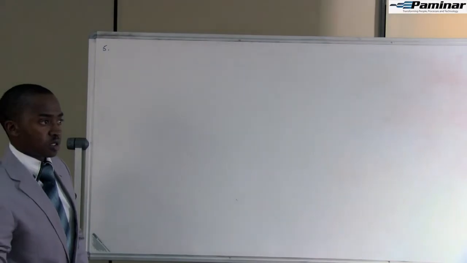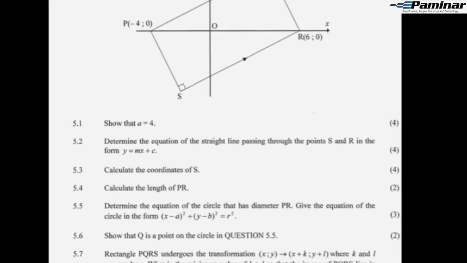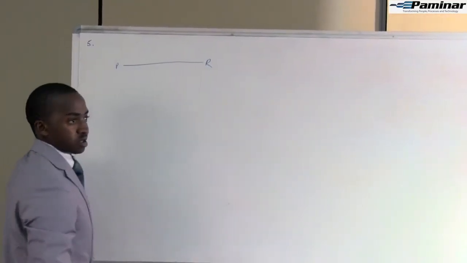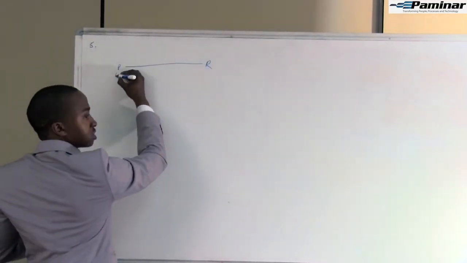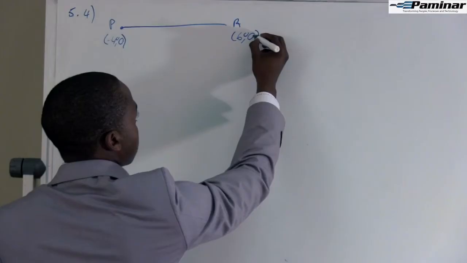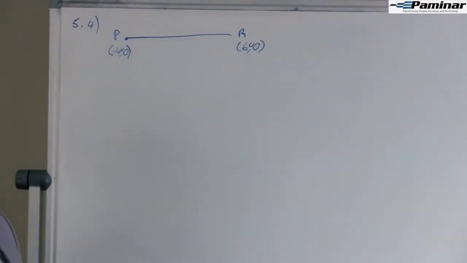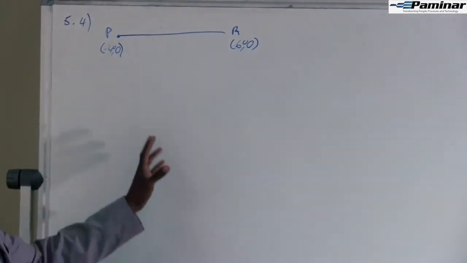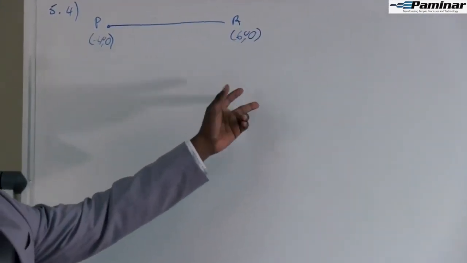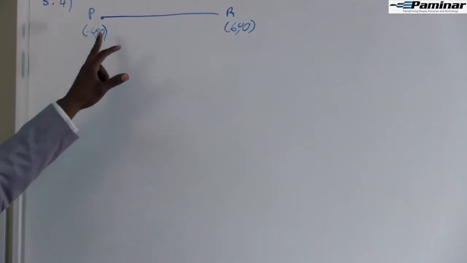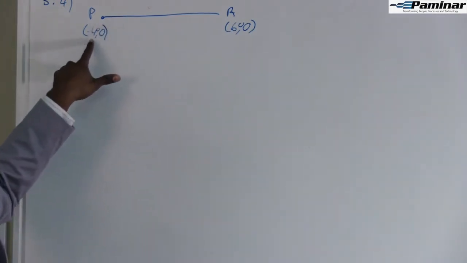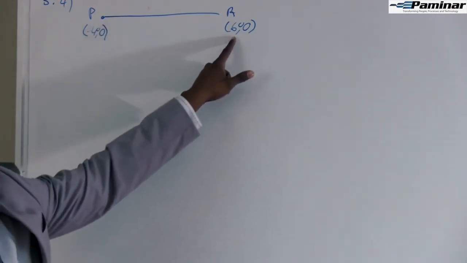So question 5.4 says, calculate the length of PR. As you can see, PR lies on the x-axis, right? And they've given this point as -4, 0, and this point as 6, 0. There are two methods to doing this, either using the distance formula, or since they both lie on a straight line on the x-axis, this is just a normal number line if you choose to view it that way. In other words, the space from there to there is the distance. So you're moving from -4 up to 6.